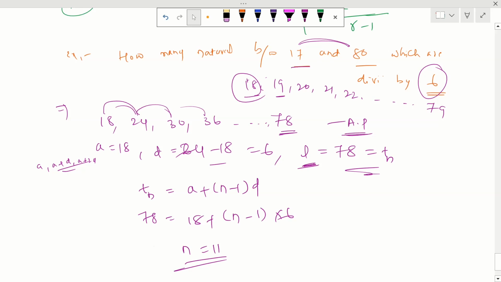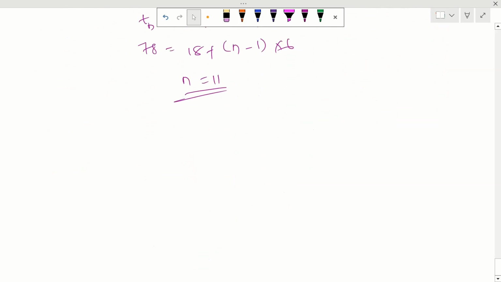Understood? And one problem I will give here based on geometric progressions. Find the sum of 2 square plus 2 cube plus 2 raised to 4 and so on up to 2 raised to 10. So this is in the form of a sum.